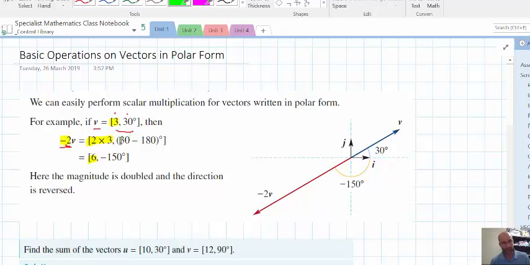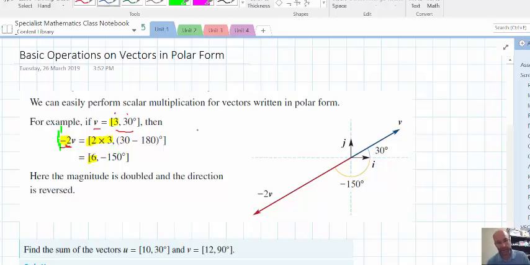And then if we look at the direction, that's the thing that is affected by the negative there. It flips it around 180 degrees. So you could add or subtract 180. Now, why haven't they added? If we added it, it'd be 210.